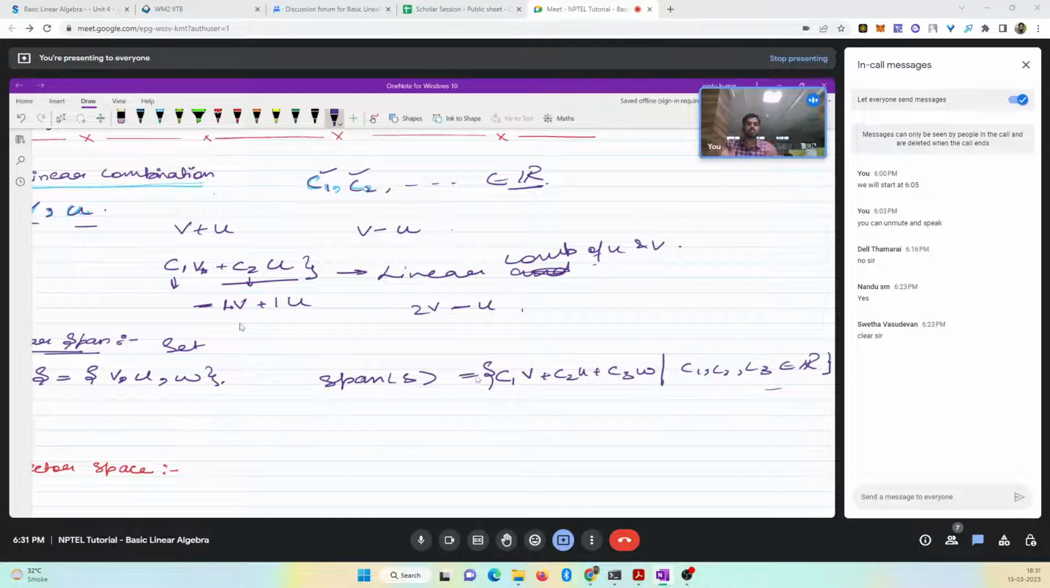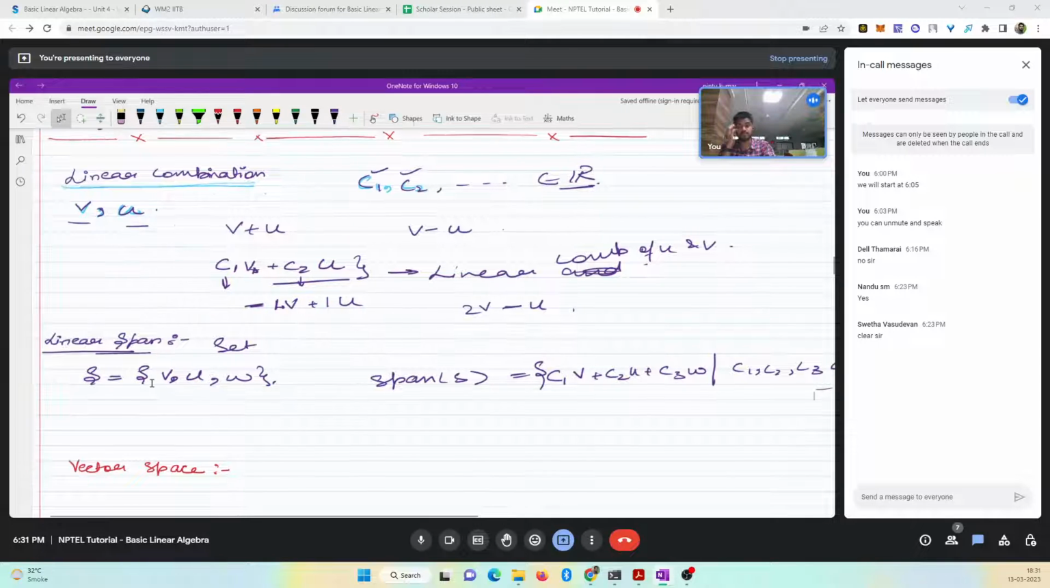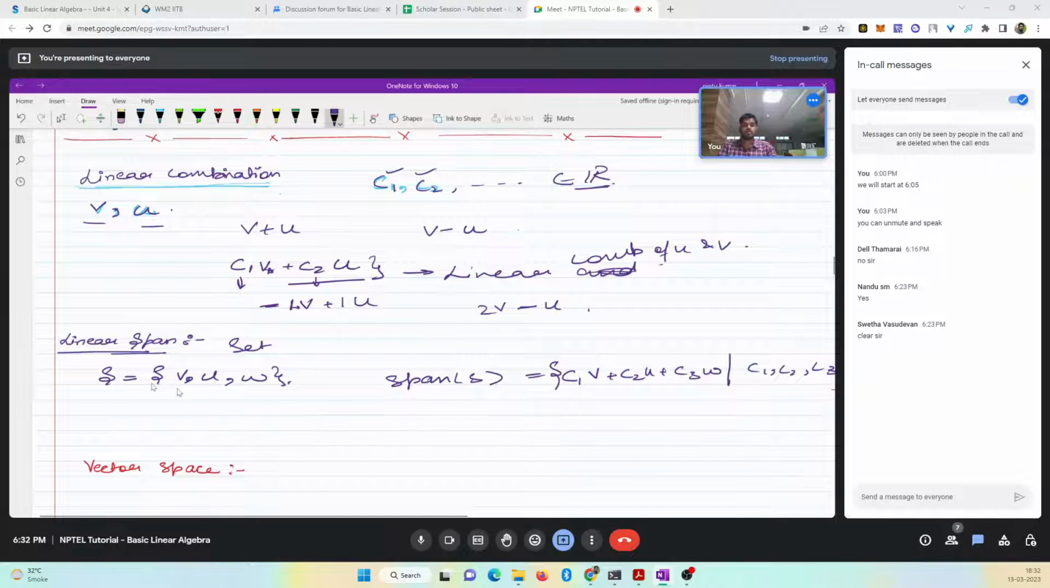So what does this mean? Span of S is the set of all possible linear combinations of vectors in S. Are these two definitions clear to everyone? Hope this is clear.